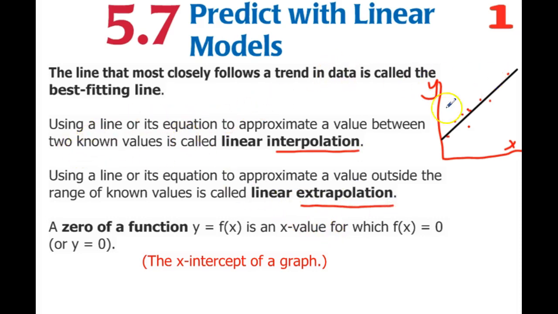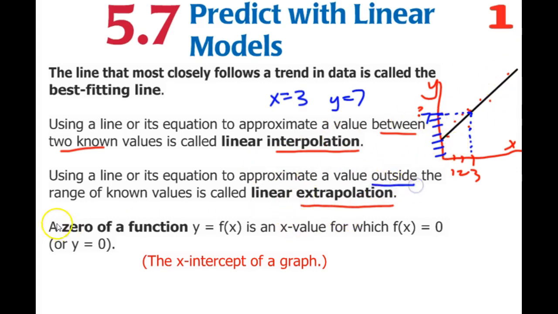Using a line, or the equation of the line, to approximate a value between two known values is called linear interpolation. So what that means is we're looking between the numbers or the values that we already have plotted. So if I asked you, what's y when x is 3? Well, I could go to 3 on my graph and follow it up to the line to tell you, oh, y is 1, 2, 3, 4, 5, 6, 7. So when x is 3, y is 7. That's interpolation because it's between the data that we already have.